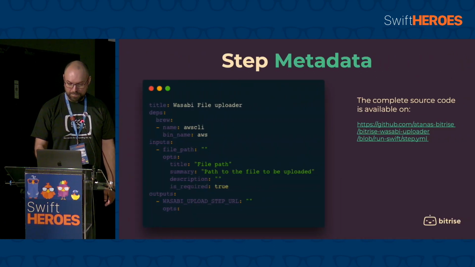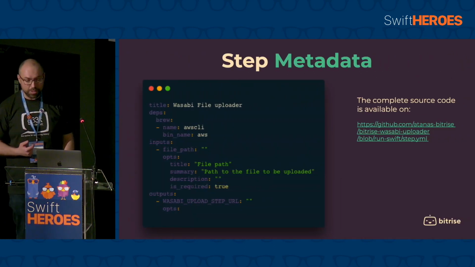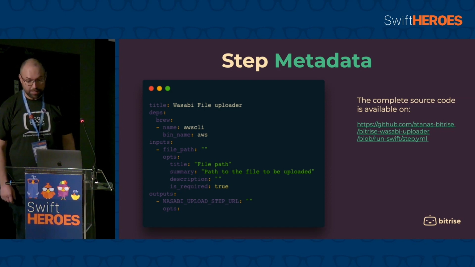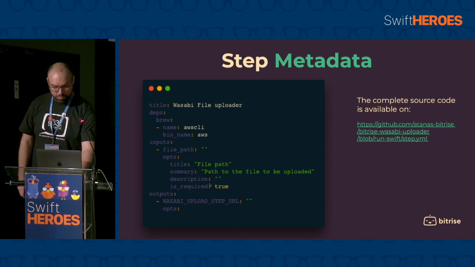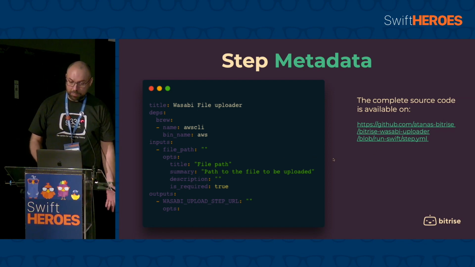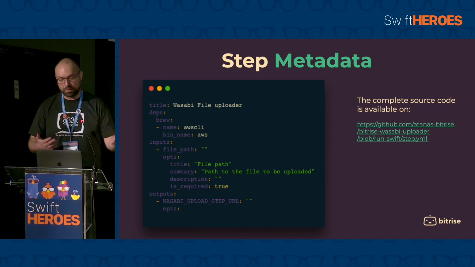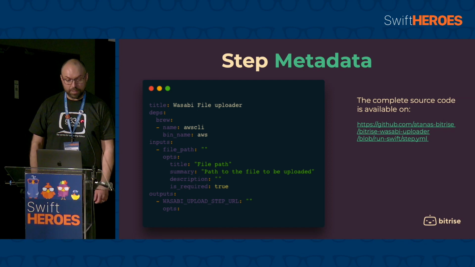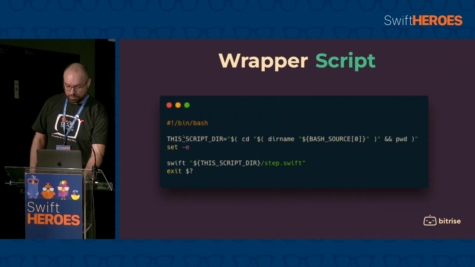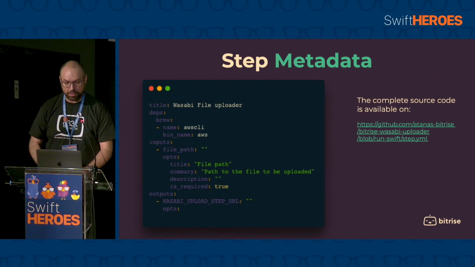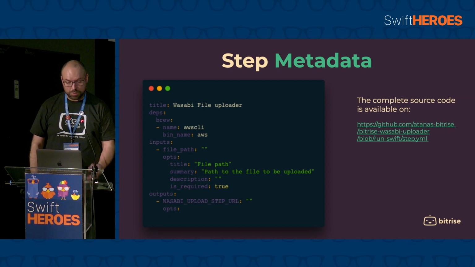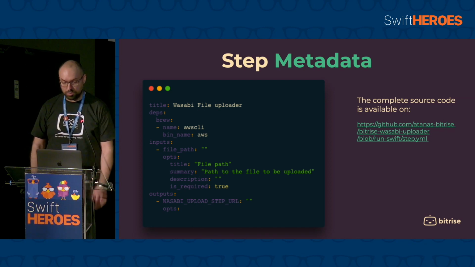So the step metadata. I copied this over from the AWS step, and this is a short version. The full version is here on this address. Then I have the title of the step, so that Bitrise knows to display Wasabi file uploader. I have a dependency, so I need the AWS command line interface, and I need to install it every time when I run this step. And then I have some input parameters and then some output parameters as well.